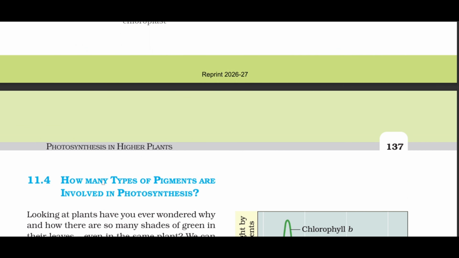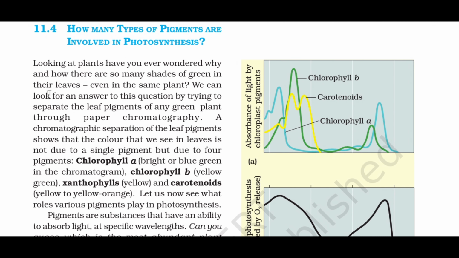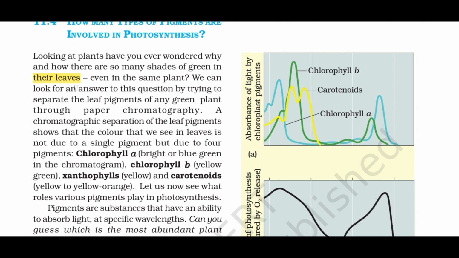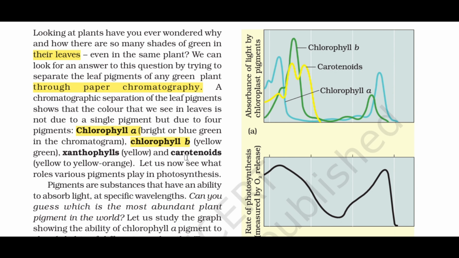How many types of pigments are involved in photosynthesis? Looking at plants, have you ever wondered why and how there are so many shades of green in their leaves, even in the same plant? We can look for an answer to this question by trying to separate the leaf pigments of any green plant through paper chromatography. A chromatographic separation of the leaf pigments shows that the color that we see in leaves is not due to a single pigment but due to 4 pigments: chlorophyll a, bright or blue-green in the chromatogram, chlorophyll b, yellow-green, xanthophylls, yellow, and carotenoids, yellow to yellow-orange.